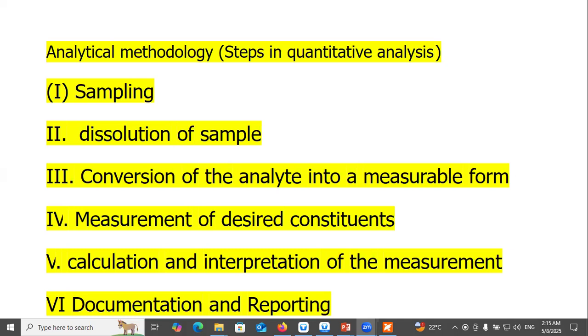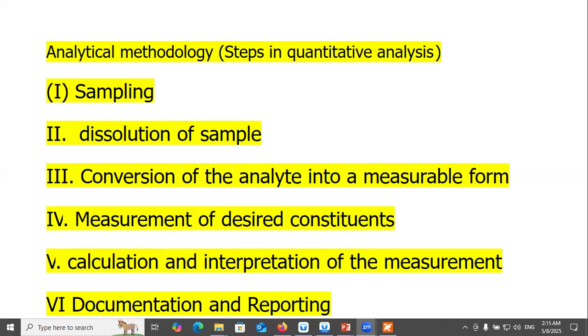I am discussing analytical methodology, steps in qualitative analysis. There are plenty of types of methodology, plenty of types of steps in qualitative analysis.